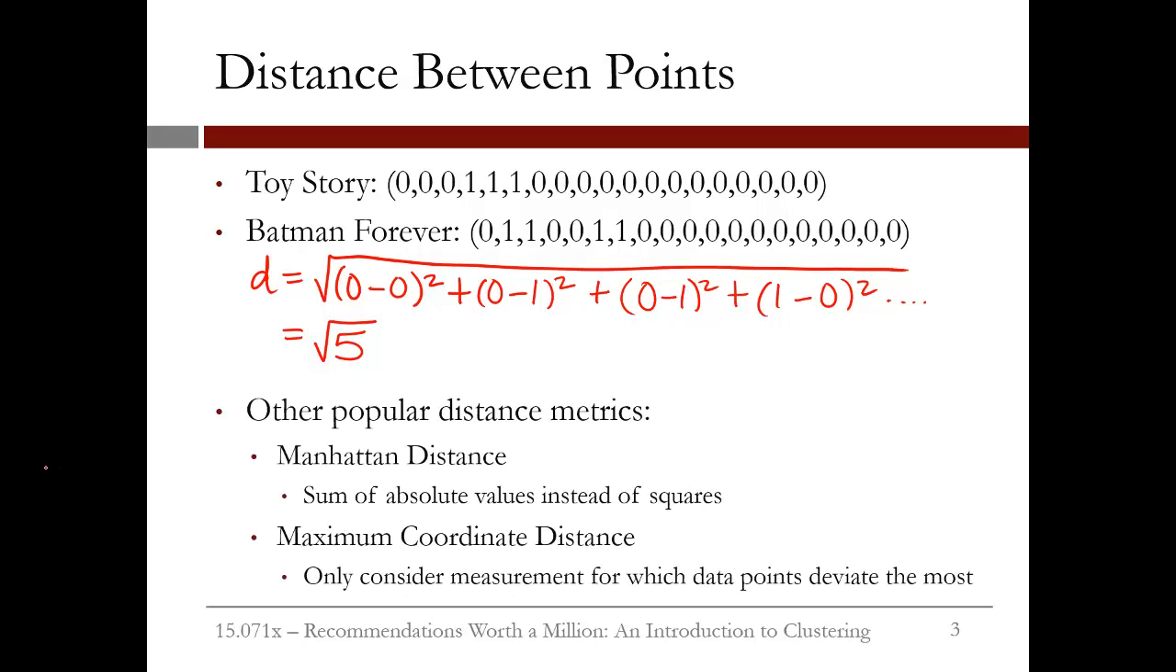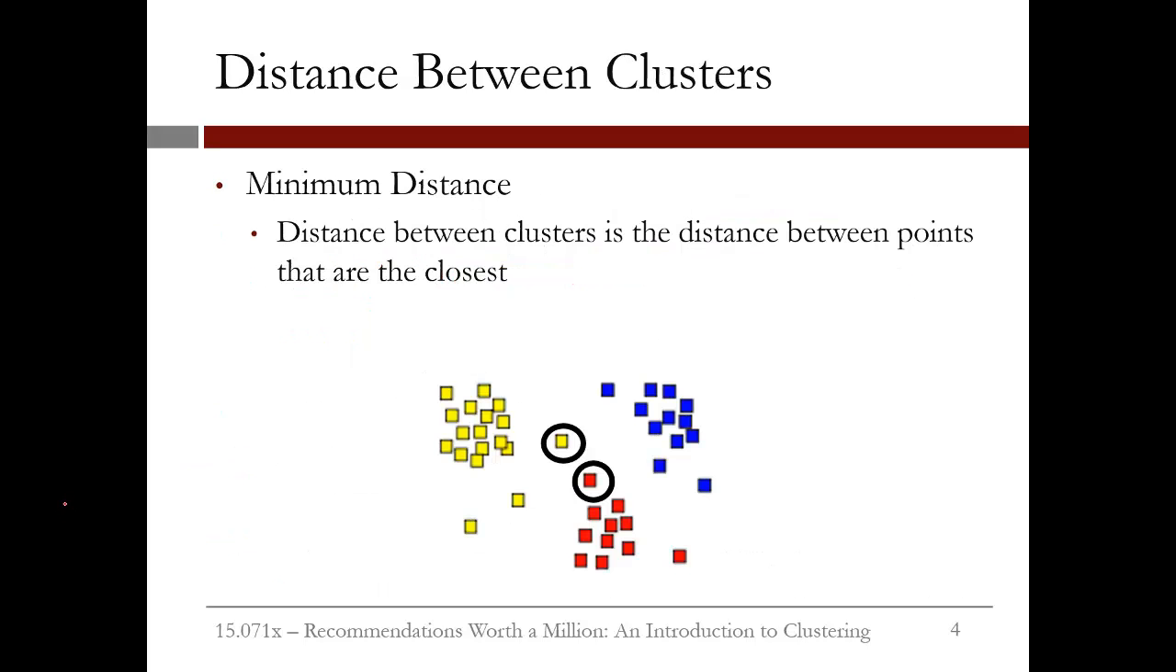In addition to Euclidean distance, there are many other popular distance metrics that could be used. One is called Manhattan distance, where the distance is computed to be the sum of absolute values instead of the sum of squares. Another is called maximum coordinate distance, where we only consider the measurement for which the data points deviate the most. Another important distance that we have to calculate for clustering is the distance between clusters when a cluster is a group of data points.